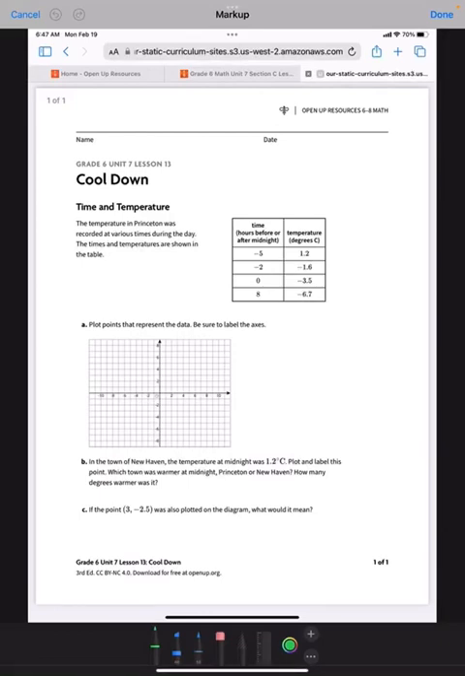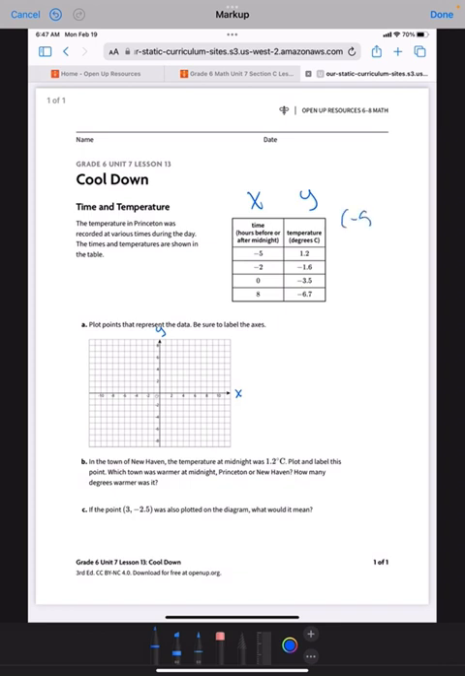On your exit ticket, you're going to be working with temperatures again. It says the temperature in Princeton was recorded at various times during the day. The times and temperatures are shown in the table. Let's do X is time and Y is temperature. So this way across is X, this way up is temperature. And you're going to plot these points.